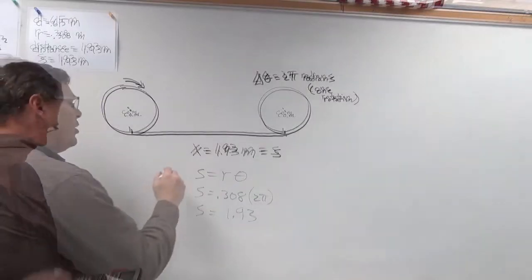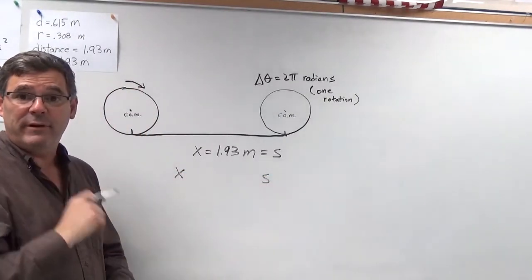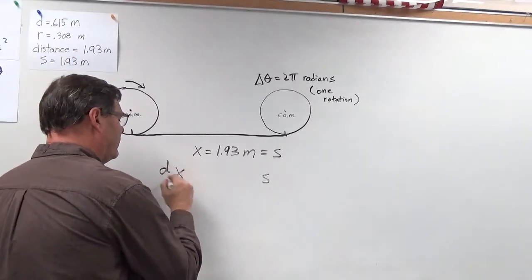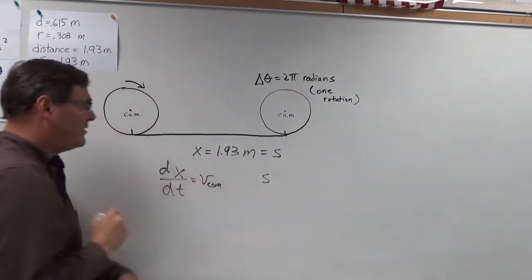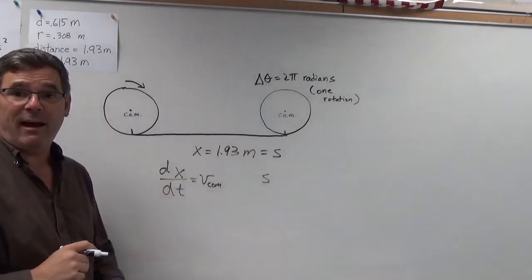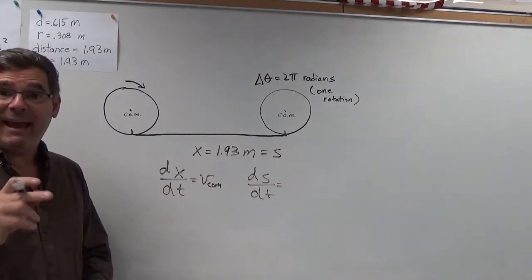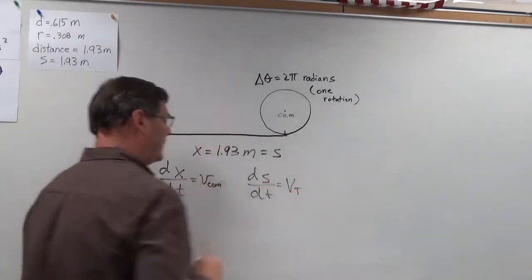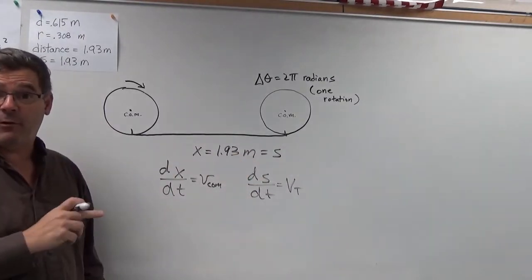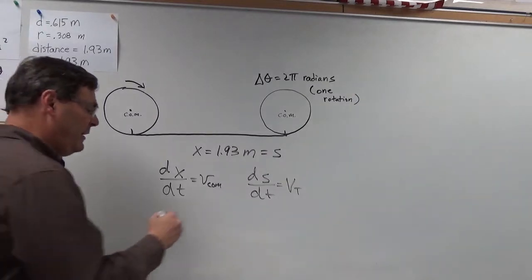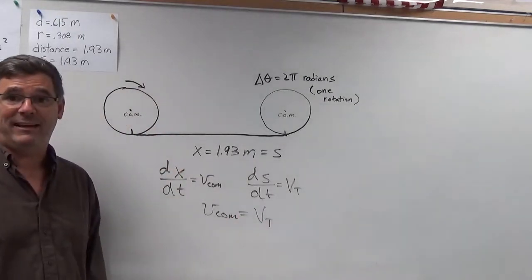So it checks. So my position is x, my arc length is s, and I know when I take the derivative of position with respect to time, that gives me linear velocity. So that is the velocity of the center of mass of the wheel. And if I take the time derivative of arc length, that tells me the tangential velocity of the wheel. Both x and s are 1.93 meters. The time it took for each of those is the same. So that tells me that the velocity of the center of mass of the wheel is the same as the tangential velocity of the wheel.